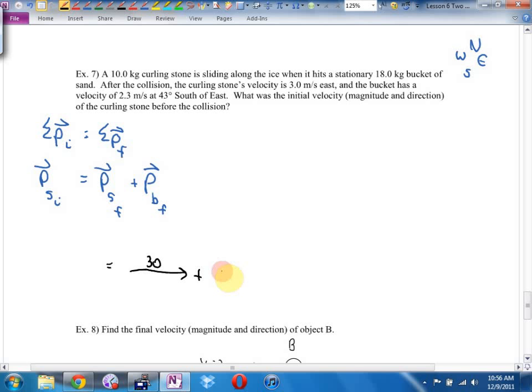How big is the momentum of the bucket? What's the bucket's mass? 18. What's the bucket's velocity? Oh, okay. 18 times 2.3, 41.4. Still not quite sure what this one looks like.